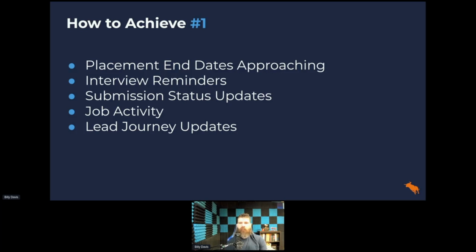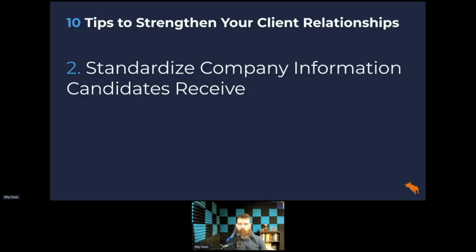And then even before a client becomes a client, before you get that job order, just ensure that during the lead and prospecting phase, that whole journey, you're having updates, you're moving them along progressively, and that they're not falling into the cracks of your database, and you have follow up in place. So that's how you can utilize these automations to get real time updates for your submissions and your sales process. Second tip here is around standardizing the company information that candidates receive.